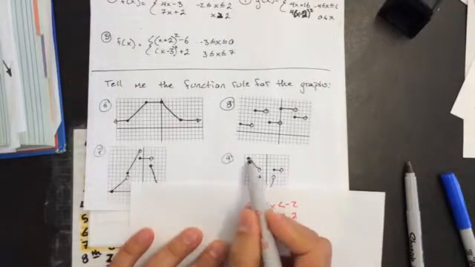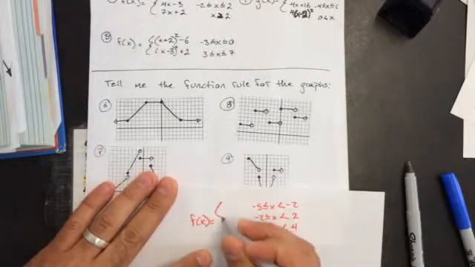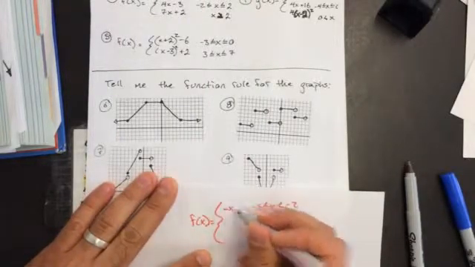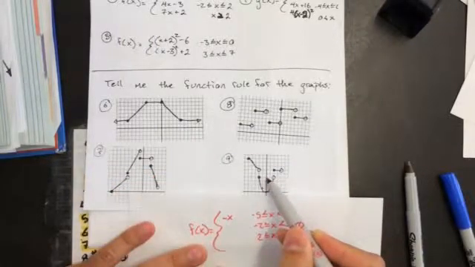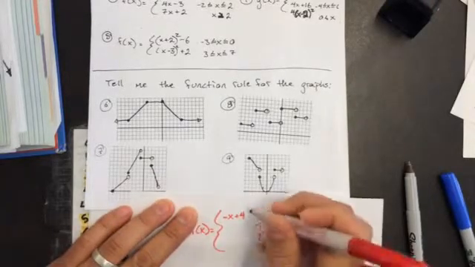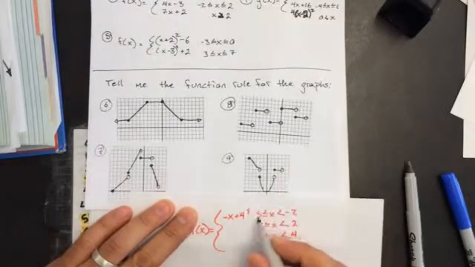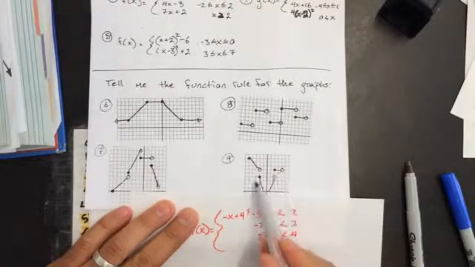Now I'm going to write my rules. So on this one, it has a slope of negative 1. So negative x, and a y-intercept of 1, 2, 3, 4. So negative x plus 4, if negative 5 is less than or equal to x is less than negative 2. Then it switches to this.